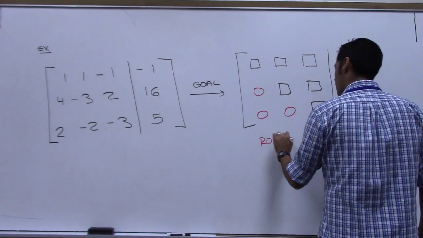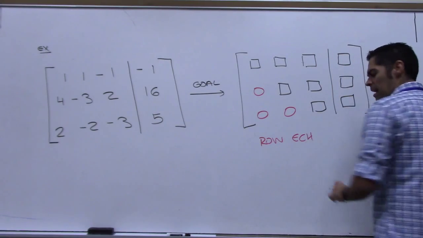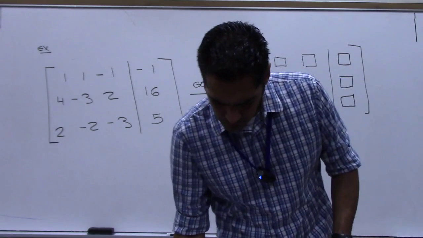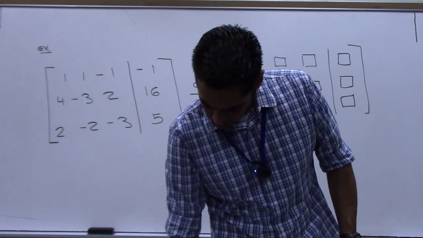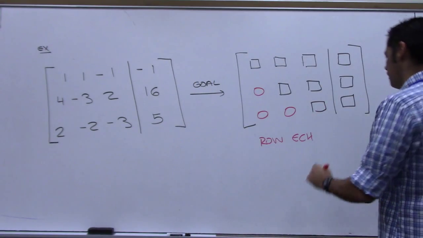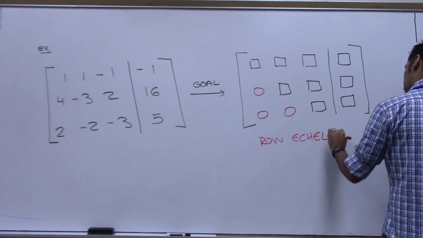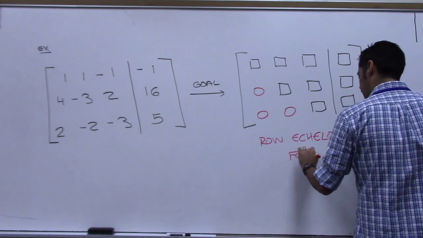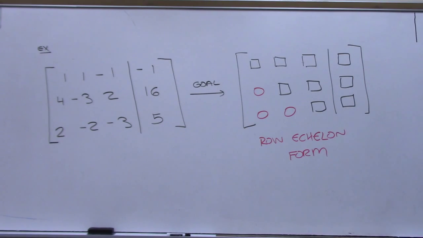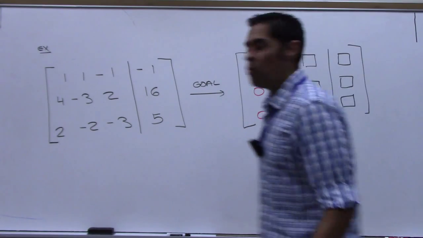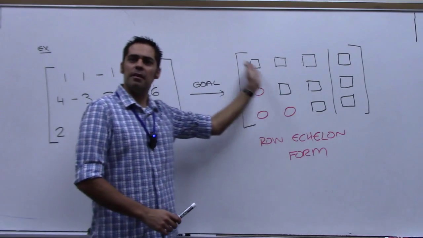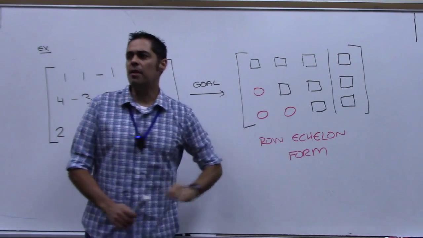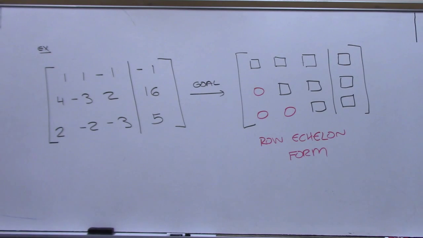Row echelon. Do they use row? They're not doing row reduced, right? Yeah. Echelon form. It's called row echelon form. So when you can get this kind of diagonal here, like this, with zeros underneath, you are in row echelon form.